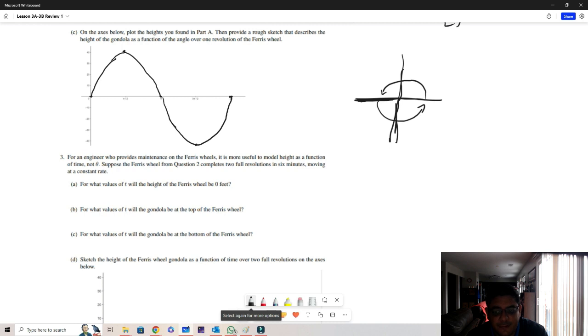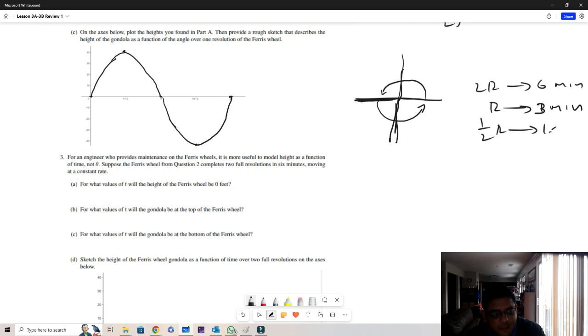So it turns out that the Ferris wheel completes 2 revolutions in 6 minutes. So if it completes 2 revolutions in 6 minutes, it means that 1 revolution takes 3 minutes. And half a revolution is going to take 1.5 minutes. And then a quarter of a revolution is going to take 0.75 minutes.